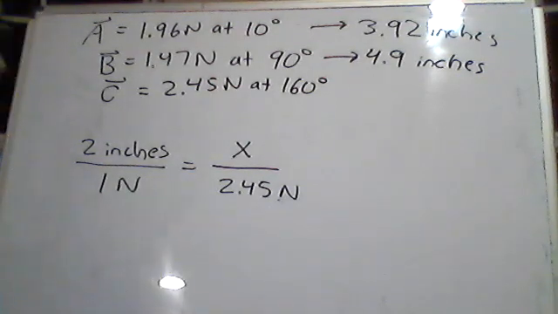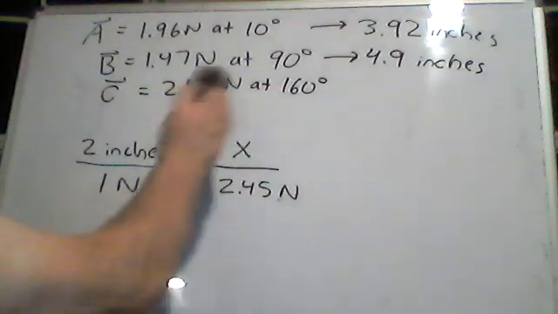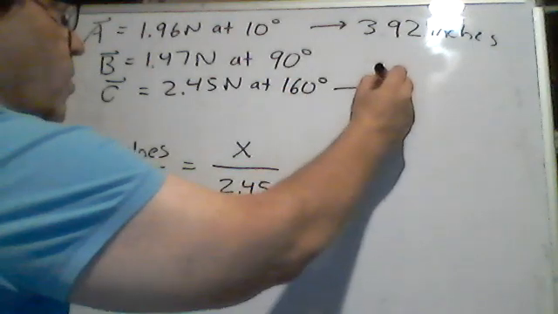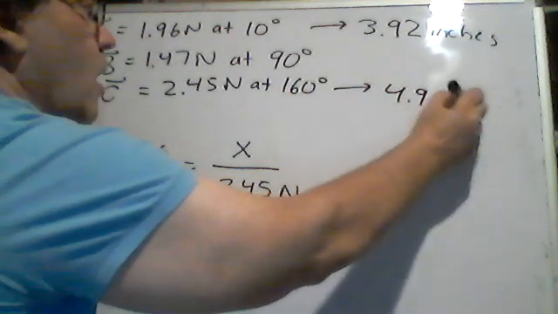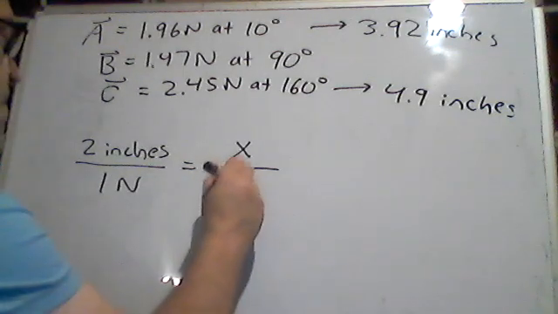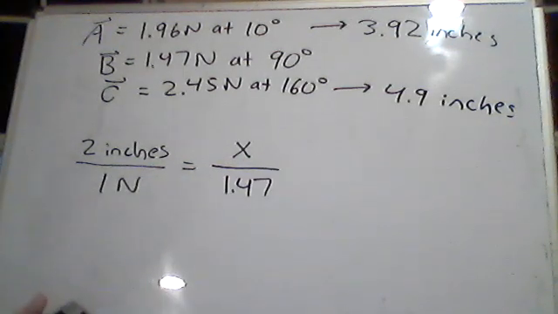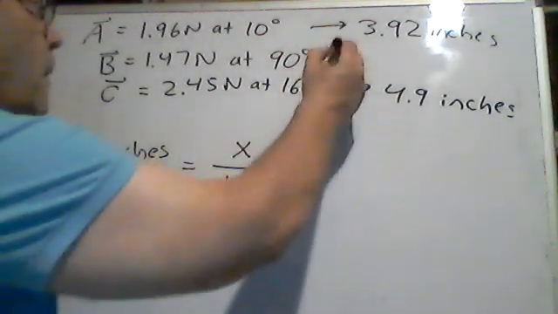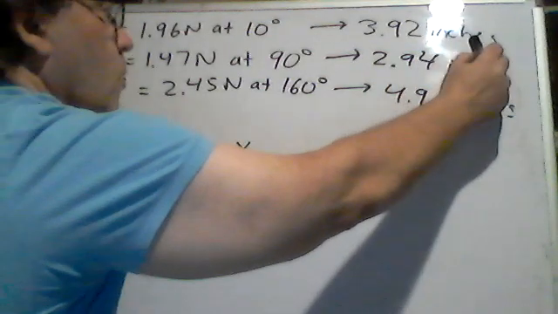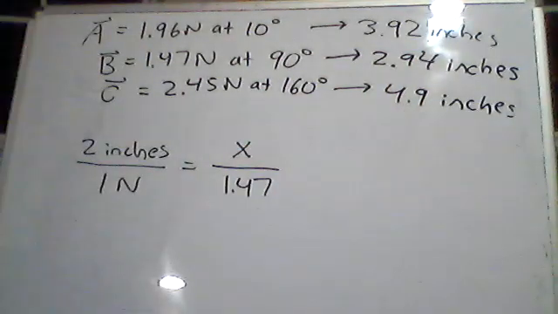Lastly, I'm sorry, 4.9 is this guy. I did the bottom part first. This is 4.9. All right, I have the middle part to do, and that's simply 1.47. So I stick 1.47 in here, and 1.47 times 2 is 2.94, all right? Those are my corresponding lengths.